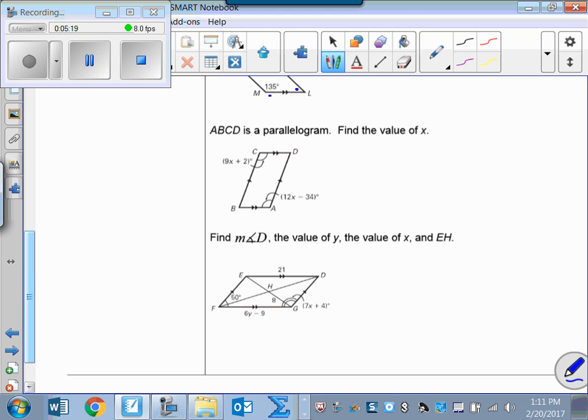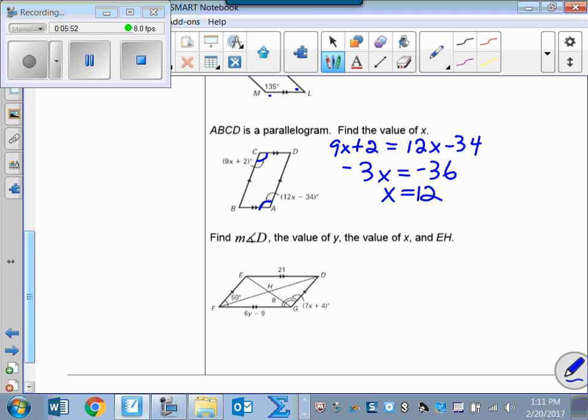ABCD is a parallelogram. Find the value of x. Okay, what's the relationship between angles C and A? They're opposite angles, and I know since ABCD is a parallelogram, those opposite angles are congruent. Therefore, their measures are equal. So 9x plus 2 equals 12x minus 34. So negative 3x equals negative 36. So x equals 12. Alrighty.